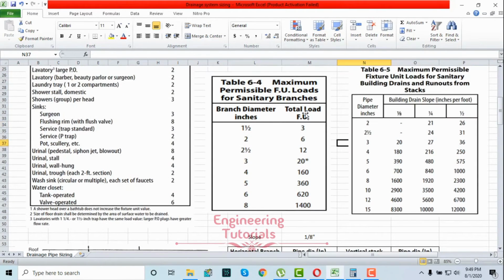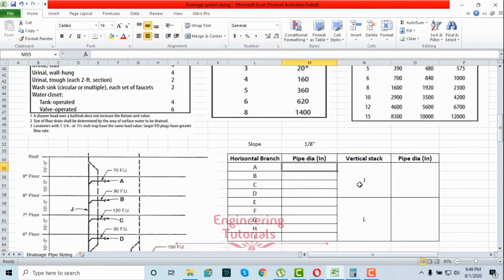As you can see, the total of 70 fixture units is between 20 and 160, and between 3 and 4 inches. So we will go for 160 on the higher side, and we get a pipe size of 4 inches. So we'll write 4 inch pipe size.